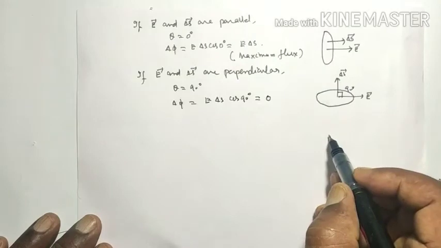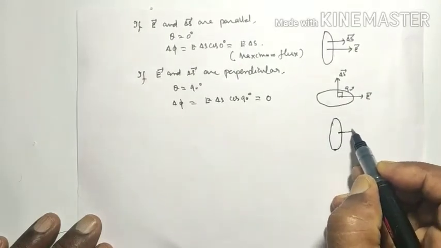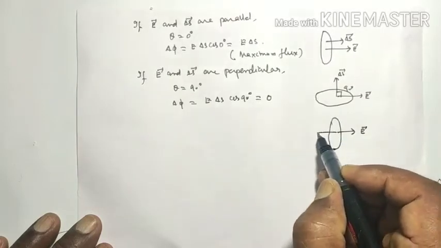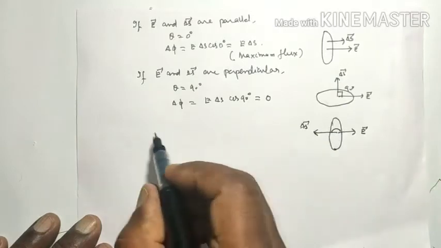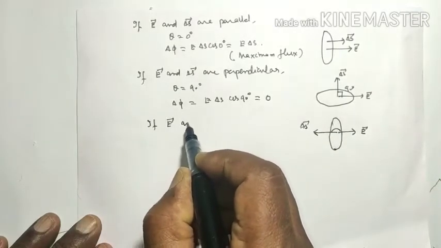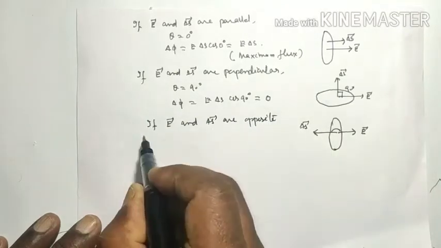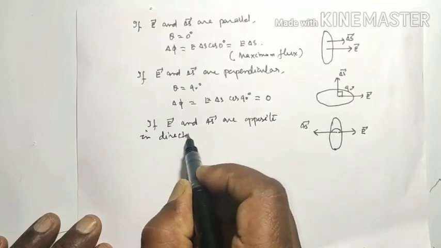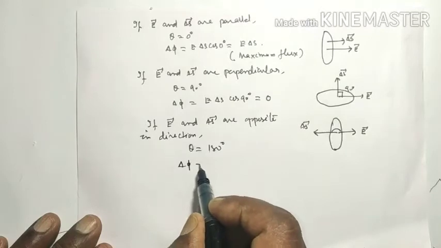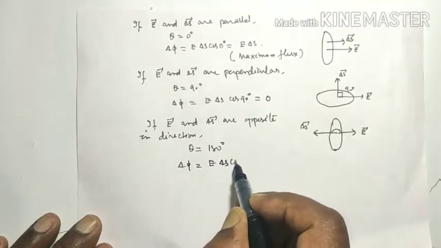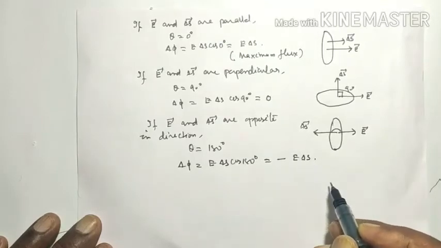And in another case, when electric field and area vector are oppositely directed, this is electric field E and area vector is towards left. In this case, angle is 180 degree. If E and delta S are opposite in direction, theta equal to 180 degree. So delta phi equal to E delta S cos 180 degree, that is equal to minus E delta S.